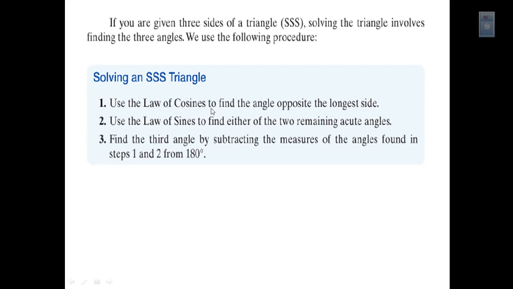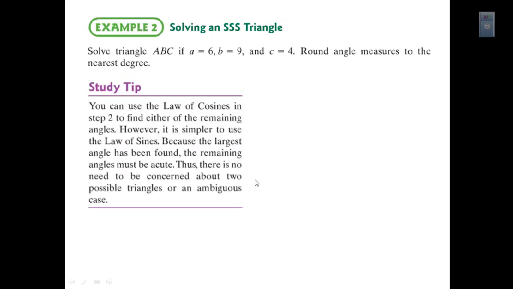So if there's going to be an obtuse angle, you want to use the law of cosines on it. It will actually give you an obtuse angle when you take the inverse cosine. Now, once you find the angle opposite the longest side, if it's not obtuse, then you know you're out of the woods. They're all going to be acute. Then you can use the law of sines to find either of the two remaining acute angles, and then the third by subtracting from 180 degrees. So let's go ahead and jump in and do one of these.